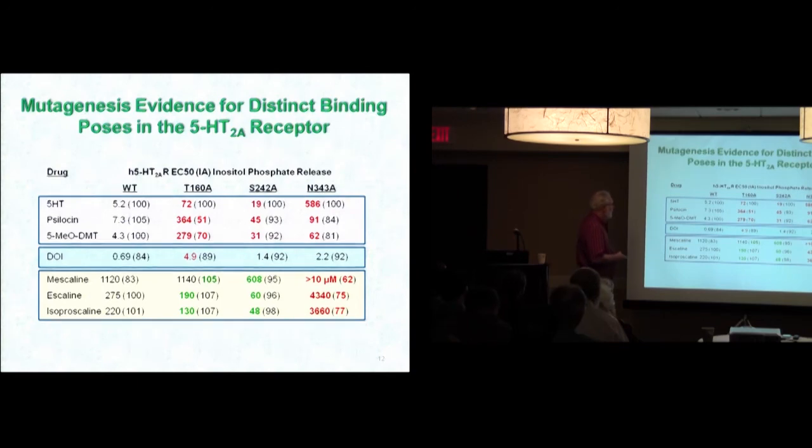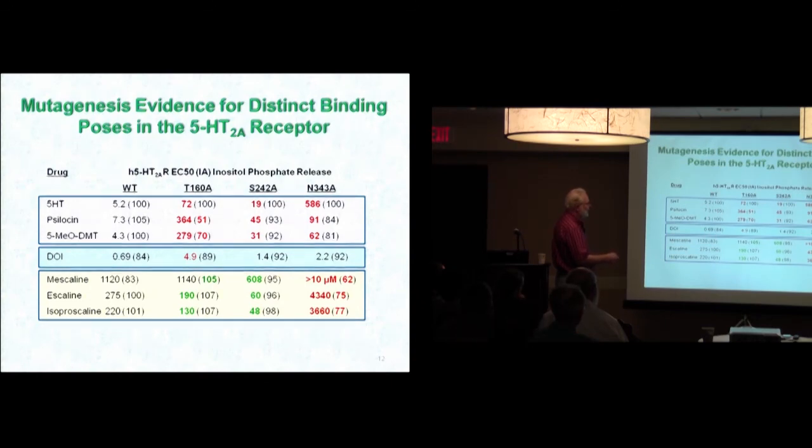So this is the wild-type receptor with no mutations. And now when we mutate threonine 160, which is down in helix 3 at the bottom, we mutate that to an alanine, we see our affinity goes from 5 to 72 here, from 7 to 360, from 4 to 280. And this number in parentheses is its intrinsic activity relative to serotonin. So it's 100% here, but 50%, 100 goes to 50, 100 goes to 70.